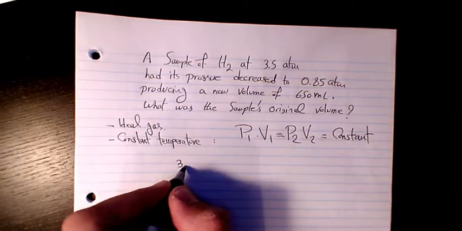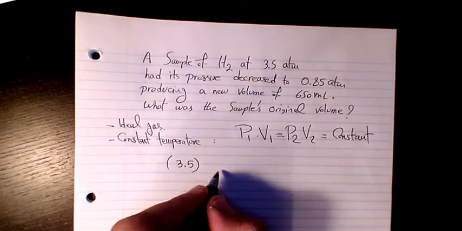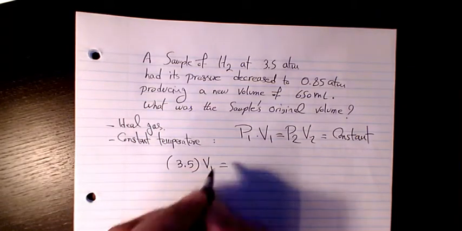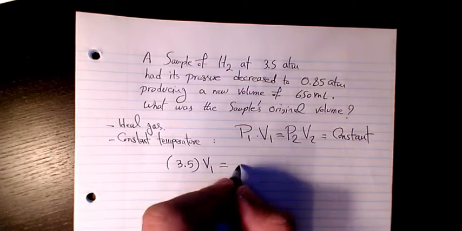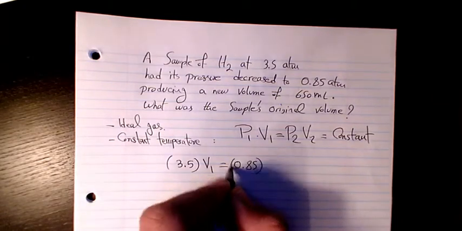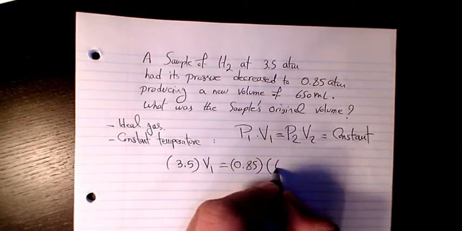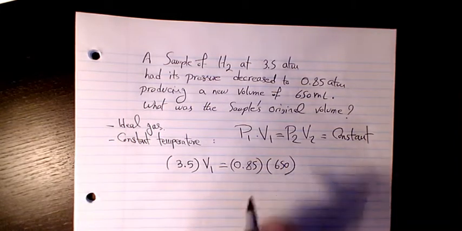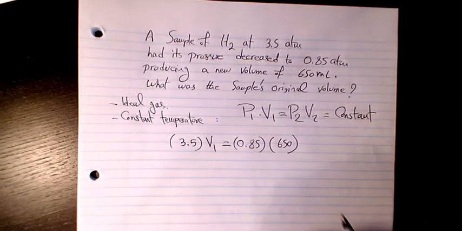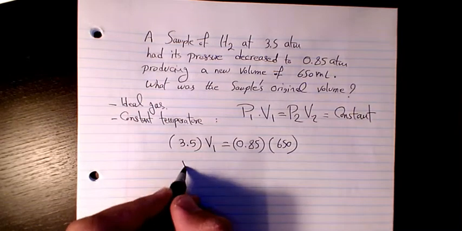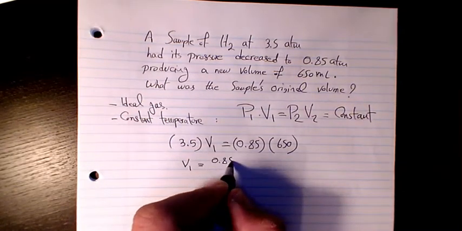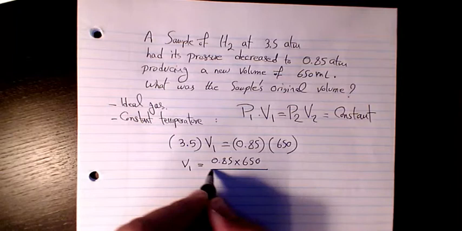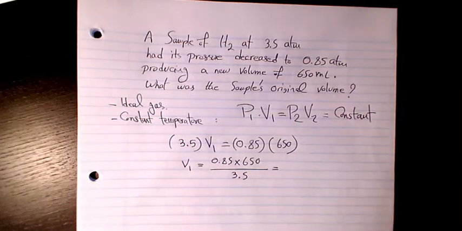P1 is 3.5. V1 is not given. P2 is 0.85 and V2 is 650 milliliter. You need to be very careful about the units. So V1 will be 0.85 times 650 divided by 3.5.